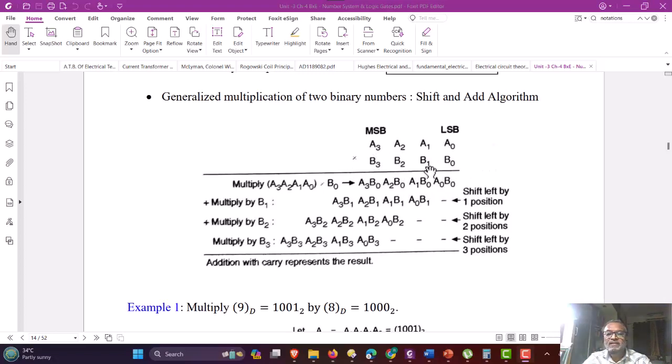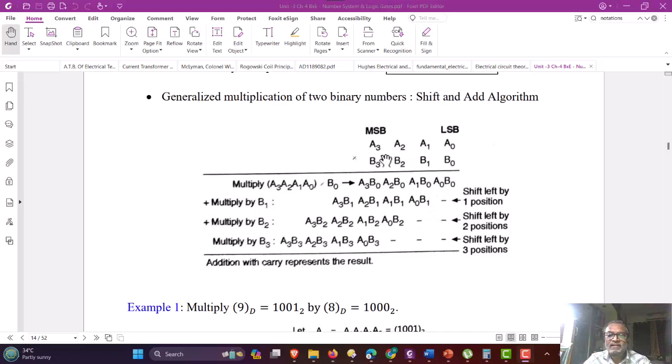Then we will multiply the number A by B1. But this bit B1 is at the second position from the left, so we will shift the partial sum by one position and then multiply number A with B1, and we have written it here.